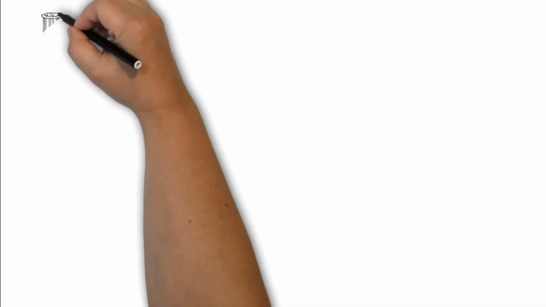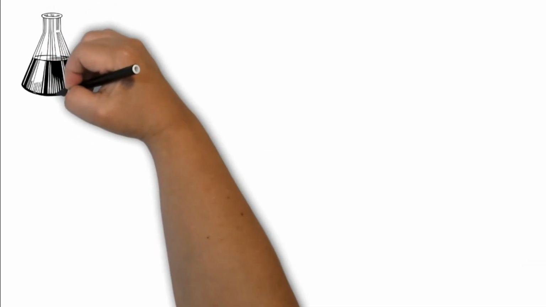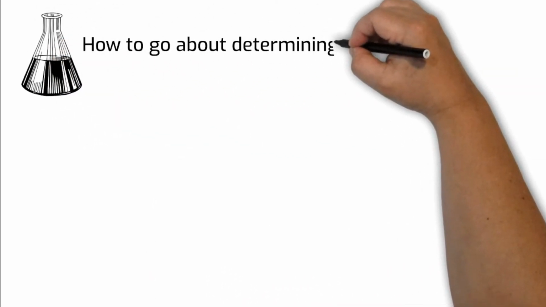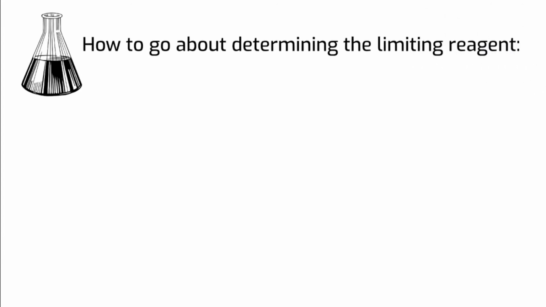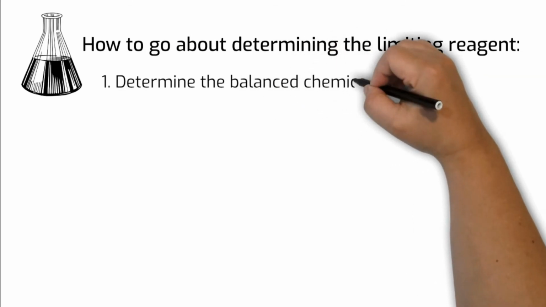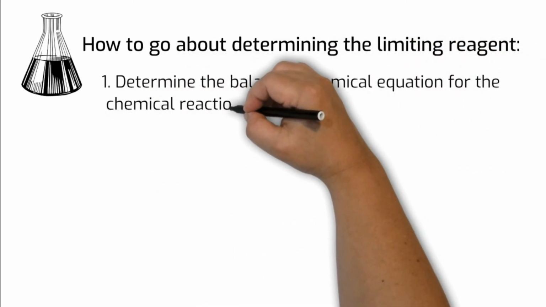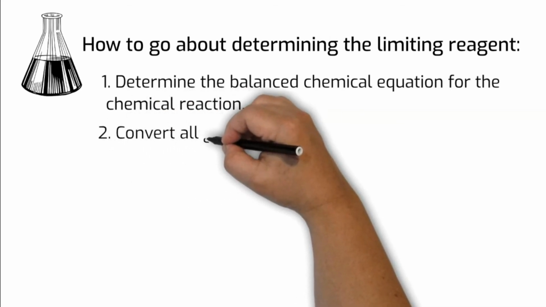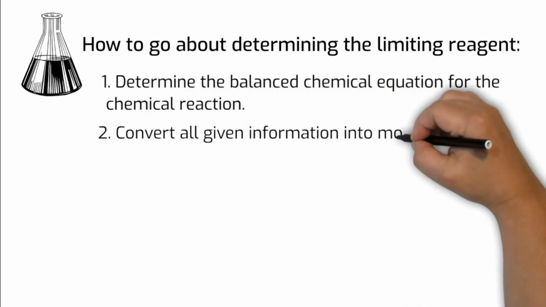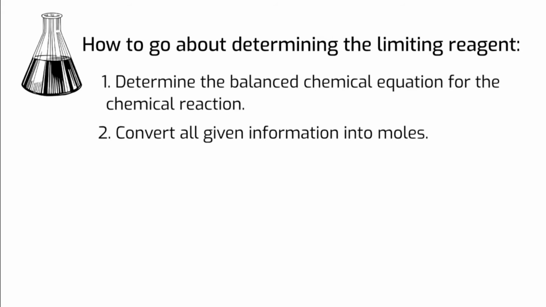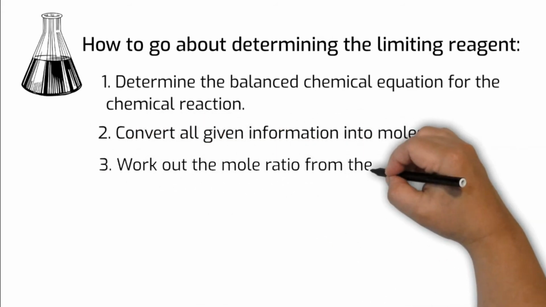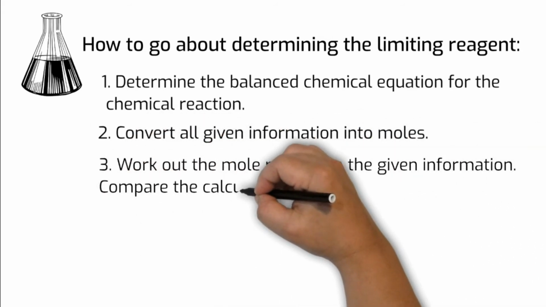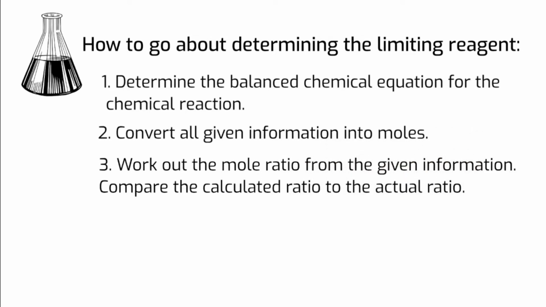Now let's move on to real chemistry and discuss how to go about determining the limiting reagent. So the first step will be to determine the balanced chemical equation for the chemical reaction. Step 2, convert all given information into moles. Step 3, work out the mole ratio from the given information. Compare the calculated ratio to the actual ratio.